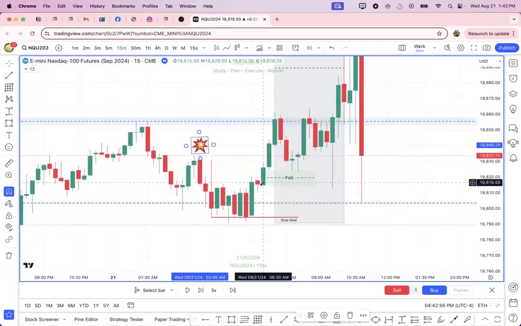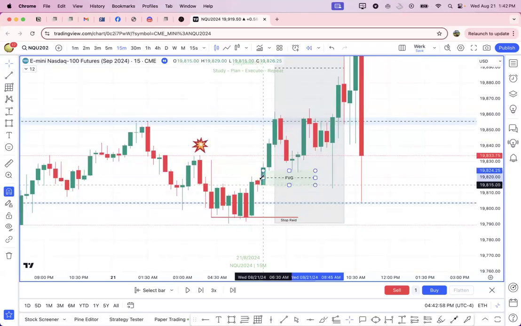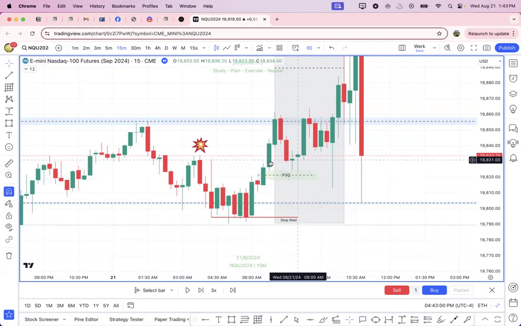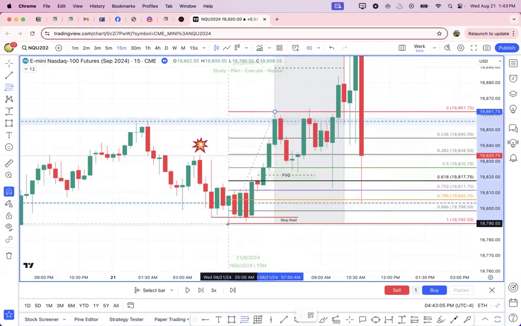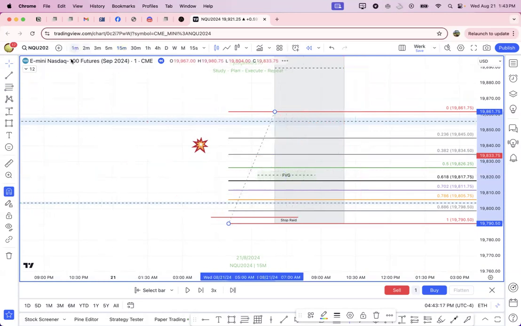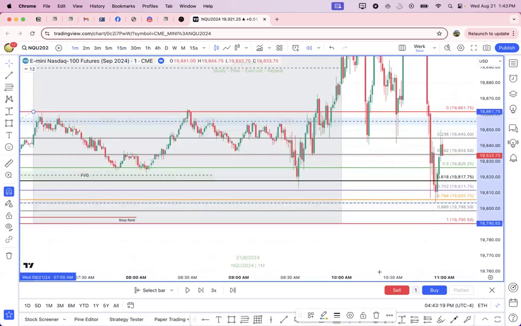And then here is a fair value gap right here that is in a discount on this price leg right here. I'm gonna put it right there. So easily you could get tapped in right there. But for me, I don't want to be entering off a 15-minute time frame. That's just me.